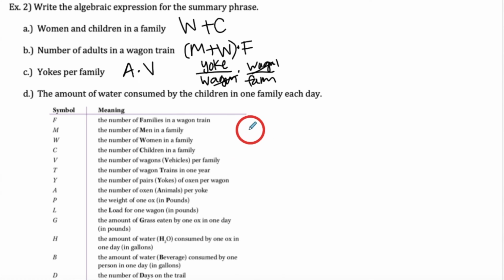And lastly, amount of water consumed by the children in one family. So C would be all of the children in a family, and B is the amount of beverage for one day. For one person, I could take C times B. So with these examples, you have now completed the summary phrase notes section 3.